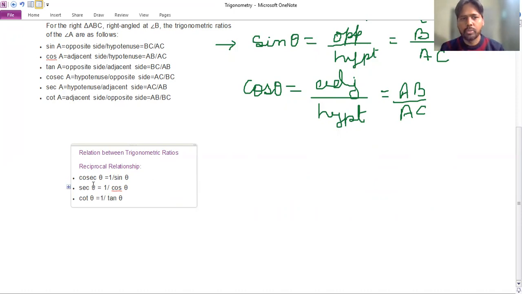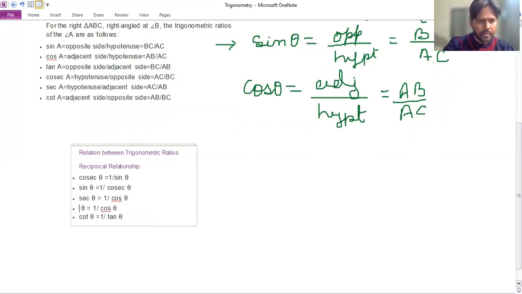So the formula that comes out here is cosec theta will be equal to 1 upon sine theta, and in the opposite way we can write the same formula as sine theta will be equal to 1 upon cosec theta, and in the same way cos theta will be 1 upon sec theta.